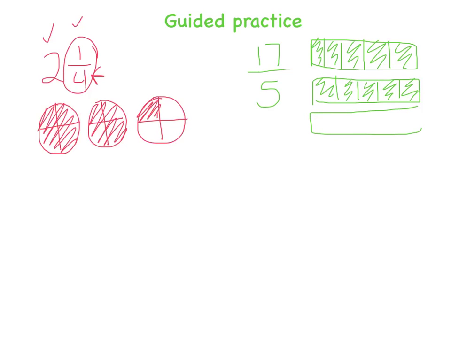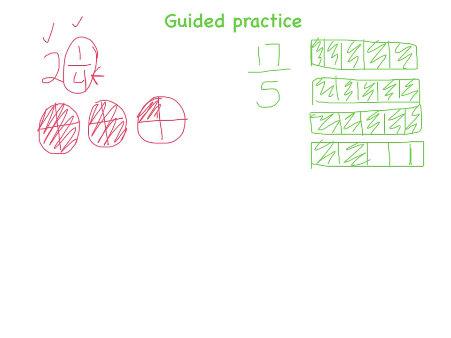Need to keep going, into 5 equal pieces. 11, 12, 13, 14, 15. Still need to keep going. So another whole broken into 5 equal pieces. 15, 16, 17. So now I've shaded in 17/5.